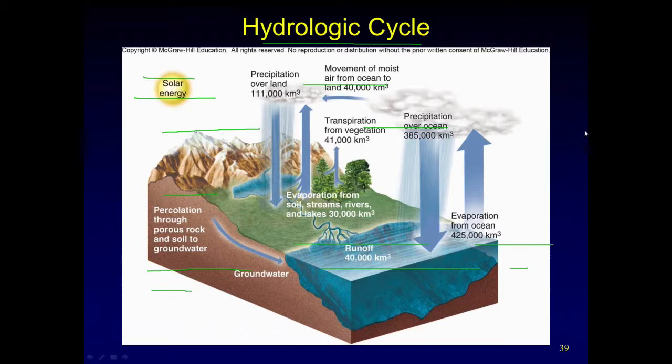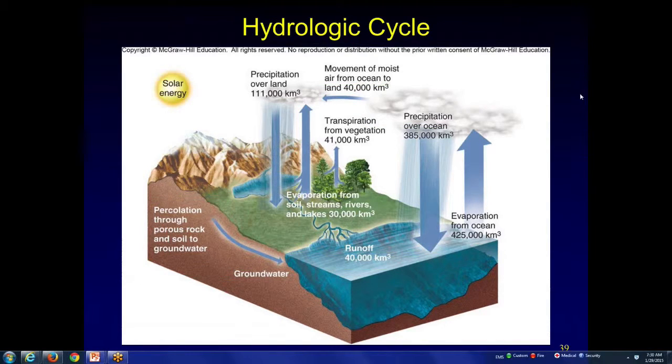This is showing you the hydrologic cycle, and you can see all the things happening here. Starting off with evaporation from soils, streams, rivers, lakes, going up in the air. A lot of the water is evaporating out of leaves of plants. That's called transpiration. So transpiration is just evaporation out of plants. And then that condenses and you get precipitation over the land, 111,000 cubic kilometers, a huge amount of water. And then you see precipitation over the ocean.